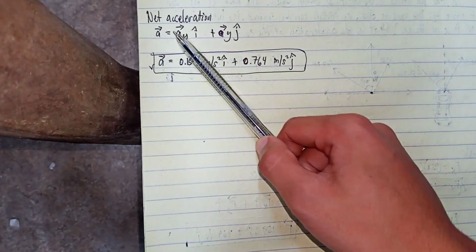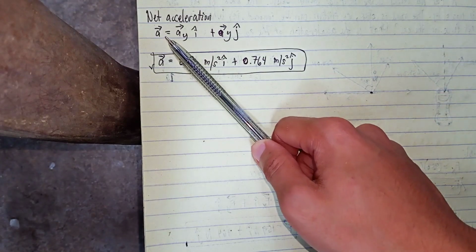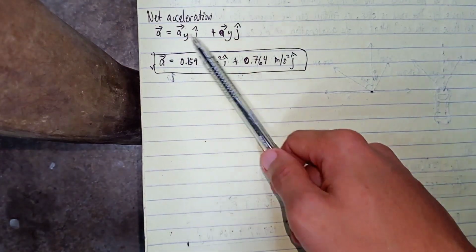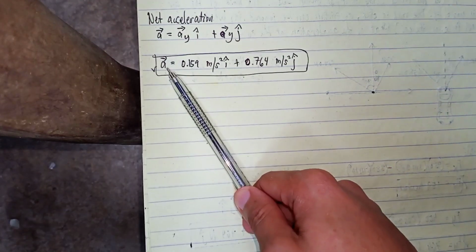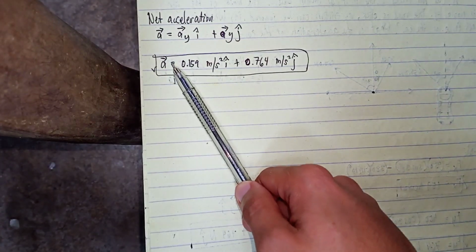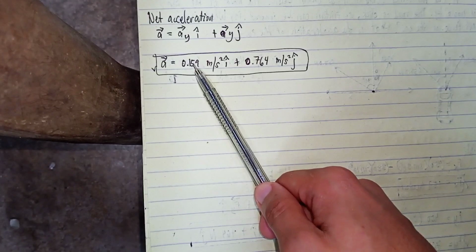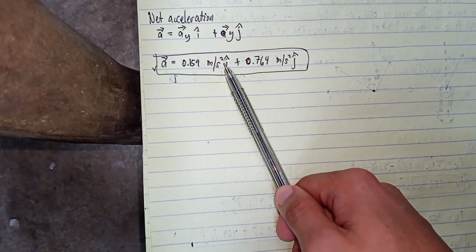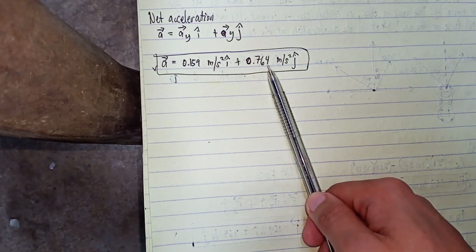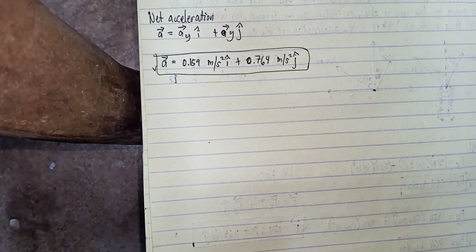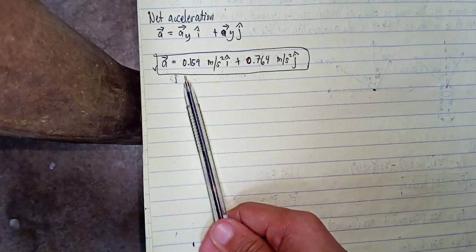For net acceleration equals ax i plus ay j. Net acceleration equals 0.159 meter per second squared i plus 0.764 meter per second squared j. This is the final answer.